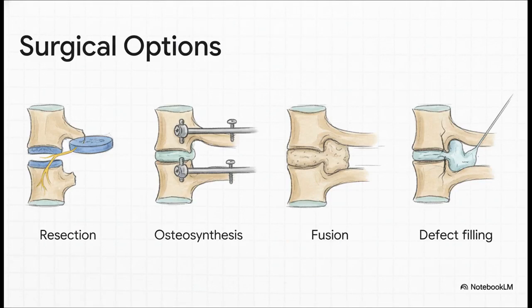Okay, but let's say we do have to escalate to the OR. What are our options? Well, we can do a resection, which just means removing whatever is pressing on the nerve, whether it's disc or bone. We can do an osteosynthesis, using hardware to stabilize the spine. We could do a fusion, basically locking two vertebrae together to stop painful movement. Or, in some cases, like compression fractures, we can even fill defects with cement, which is what things like vertebroplasty and kyphoplasty are all about.